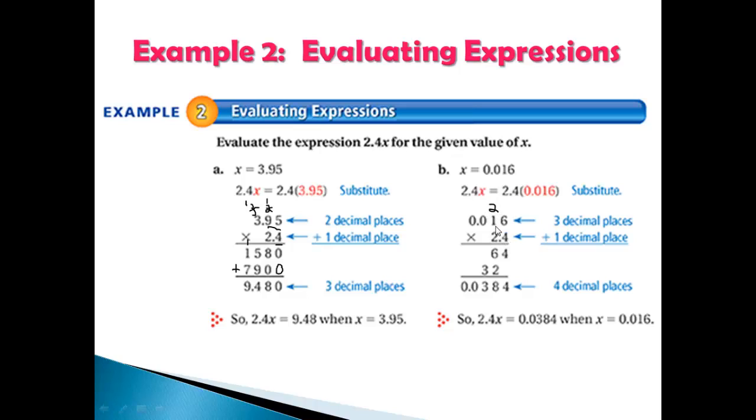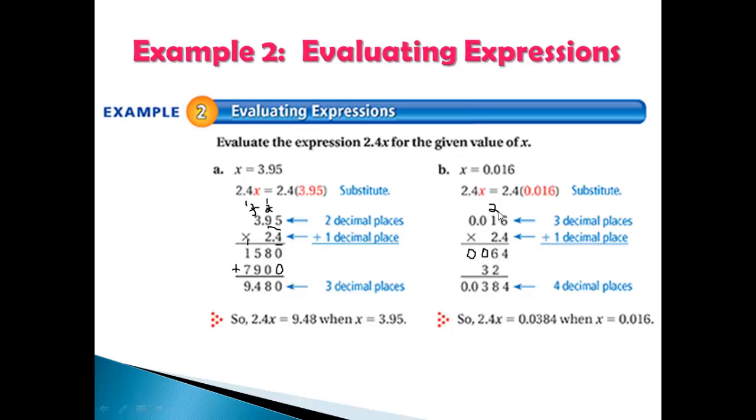4 times 1 is 4, plus 2 is 6. And if you want to continue multiplying, you can do 4 times 0, which is 0. And then 4 times the next 0 would also be 0. You can multiply these, or you can go ahead and move on to the next step.